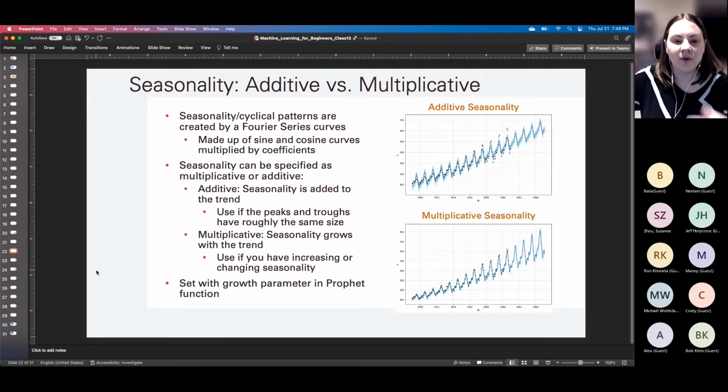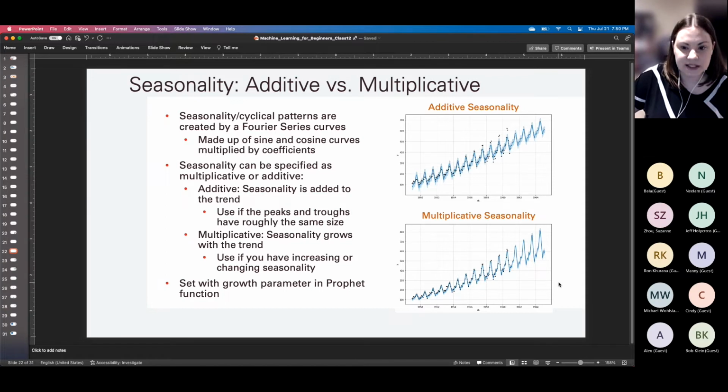So we want to know if our seasonality is increasing, decreasing, or staying the same. And by looking at your data, you'll be able to see, just in general, are the oscillations changing, and you can set it to be additive or multiplicative in the particular Prophet function as well. So telling it what kind of seasonality to expect.